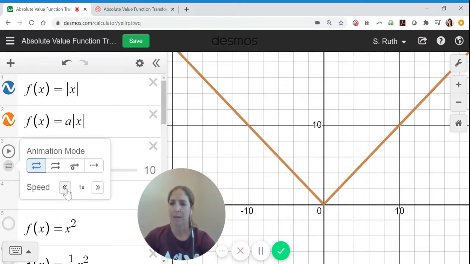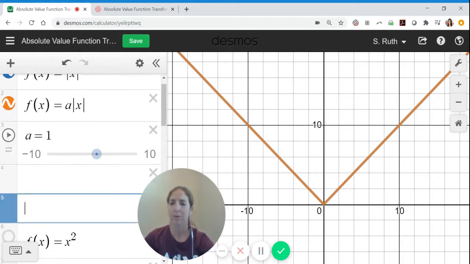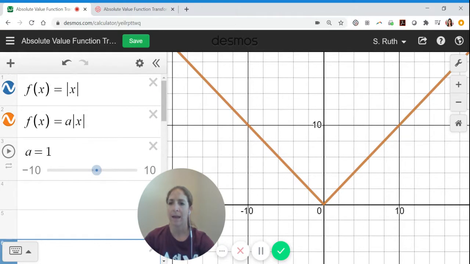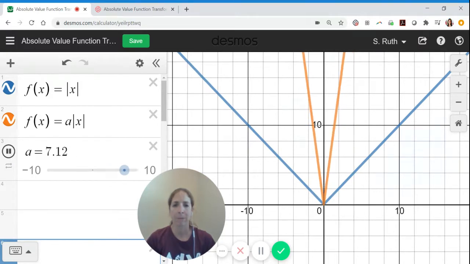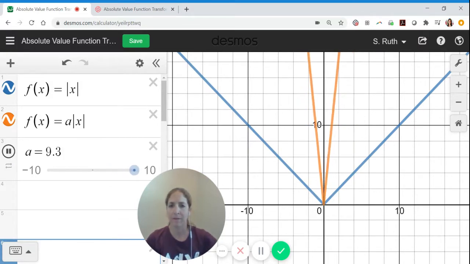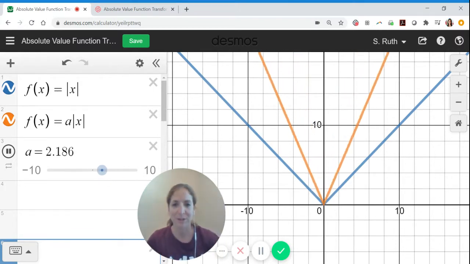So let's just play A. I'll slow it down a little bit so we can take it in and watch what happens. So we are now playing A on the absolute value graph to see what it does to the V shape. And I'm just going to let it play for a minute and I'll shut up so you can make some observations yourself.